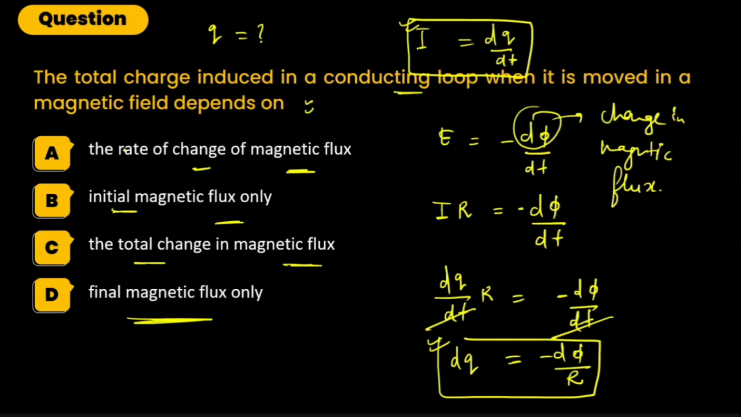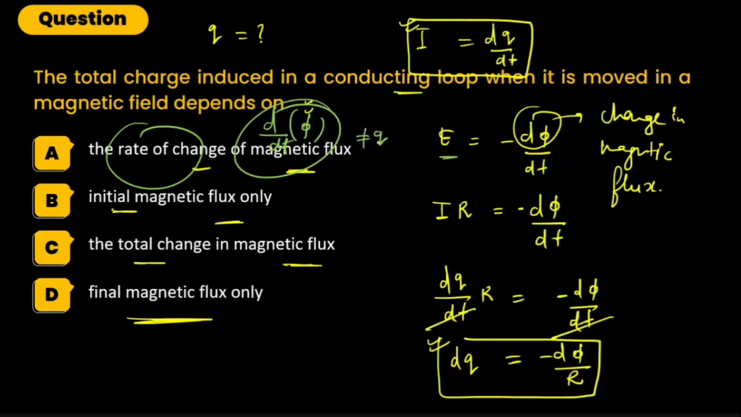A, the rate of change. See the options again. I simply explained to you that whenever there is a term called rate of change, it means d by dt of phi. So d by dt of phi will give us EMF, not charge. It won't give us charge. Understand it. Initial magnetic flux only. Initial magnetic flux means there is no change. We're talking about magnetic flux. So that is also not going to be the answer.